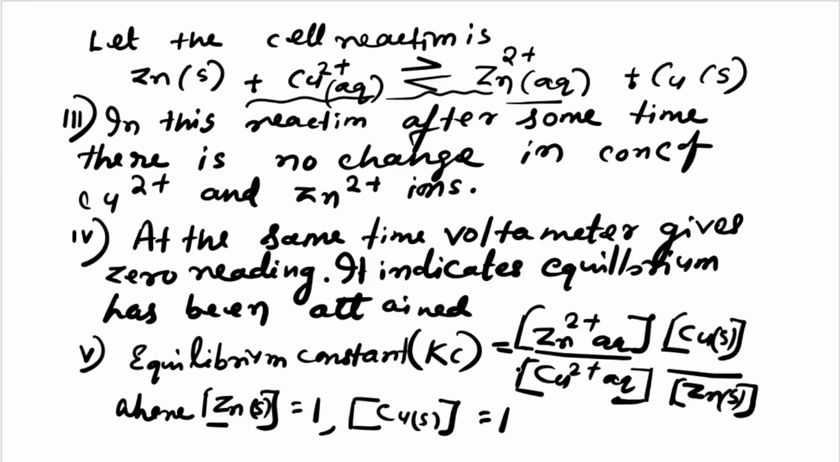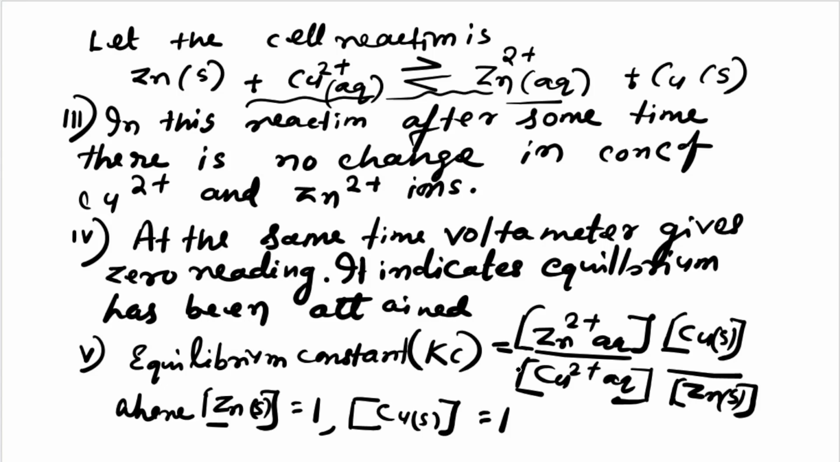Then automatically the voltmeter gives zero reading, no current. That means by two conditions, no change of concentration and zero reading in the voltmeter, equilibrium is attained. If equilibrium is attained, you know from the 11th class chemical equilibrium chapter what the equilibrium constant is.